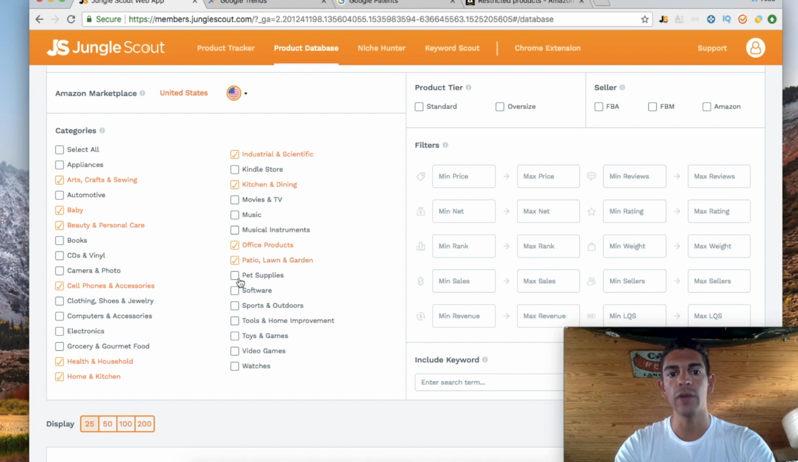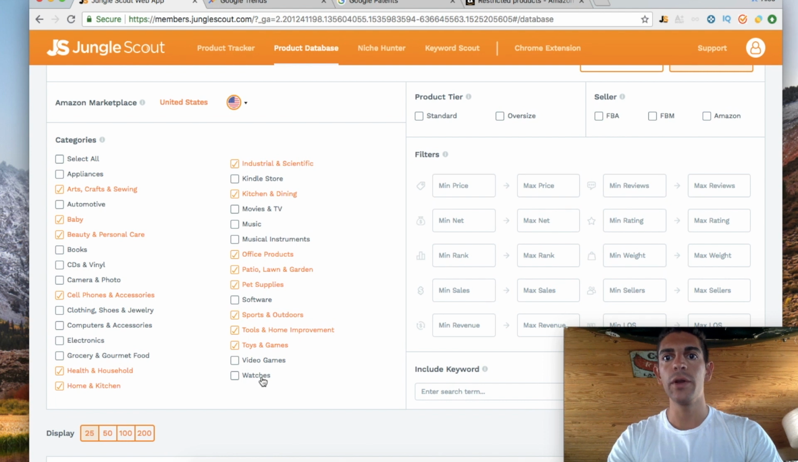Patio, lawn, and garden is great. Pet supplies is okay. You're not selling software. Sports and outdoors is good. Tools and home improvement is good. And toys and games is good. And no video games or no watches. So that is as far as the categories. I laid it out for you and explained each category and what's good and what's bad about them.